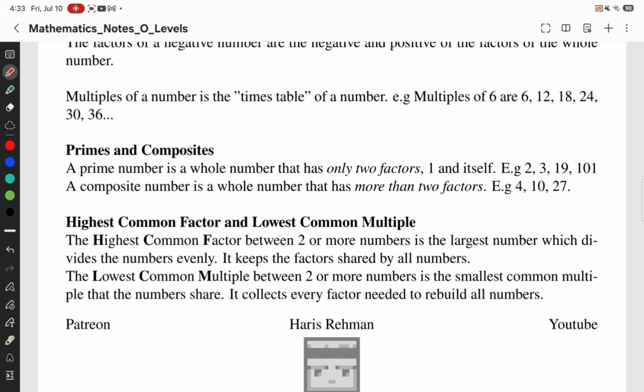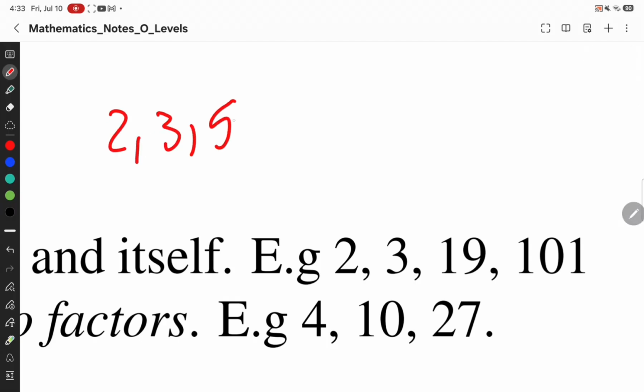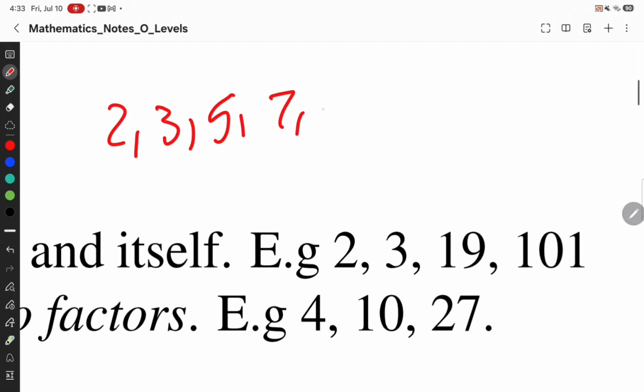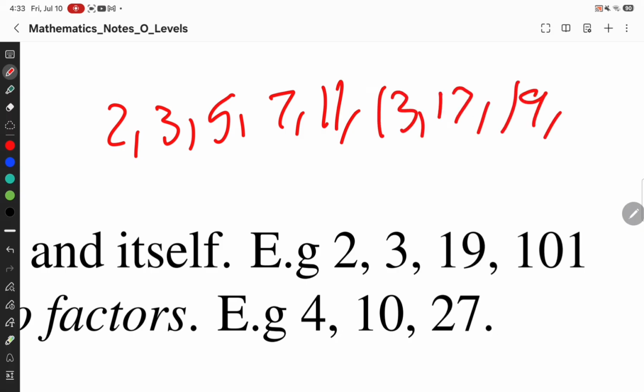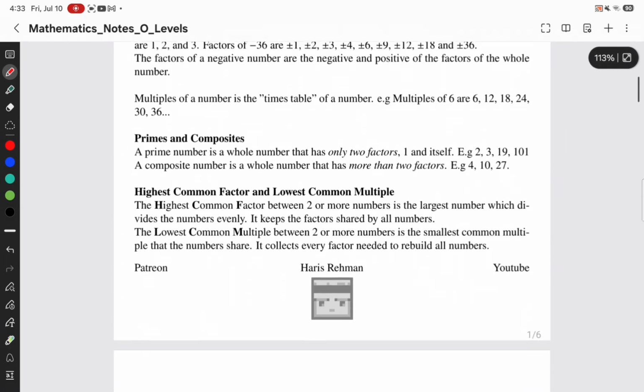But the primes you should know, at least 2, 3, 5, 7, 11, 13, 17, 19, 23. 23 is enough. You guys can look at primes.